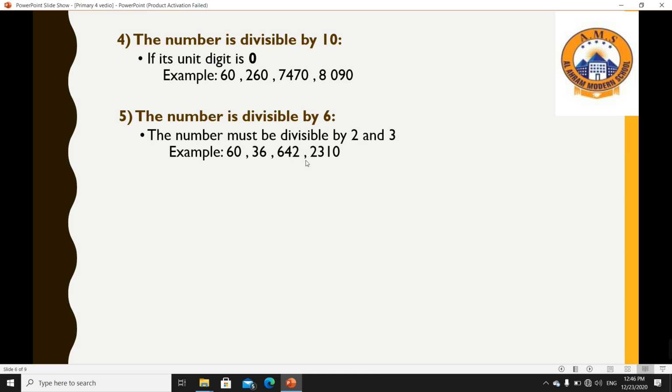Here, 642. Is this number divisible by 2? To know if it's divisible by 2, is it even or odd? Even number. So yes, it's divisible by 2. Let's add the digits together. 6 plus 4, 10. 10 plus 2, 12. So the answer is 12. Can you find 12 in table of 3? Yes. So this number is divisible also by 3. It is divisible by 2 and 3. That means that it's divisible by 6.